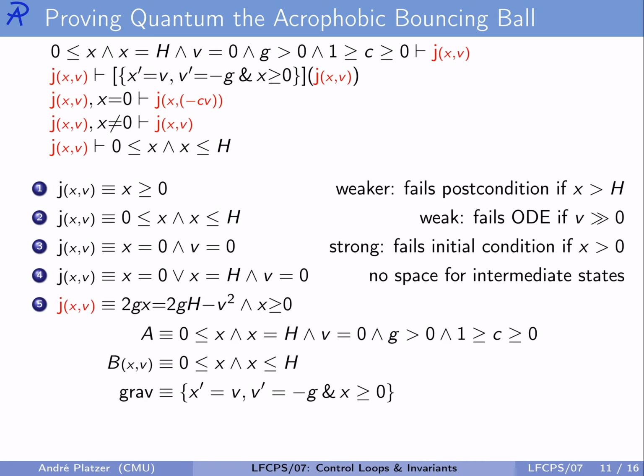What we can do is remind ourselves about what we did when we were just proving intermediate conditions for bouncing balls, and recall that what we really did in the proof is to show that 2 times gravity times position is the same as 2 times gravity times initial height minus v squared, and by the way, our position is above ground.